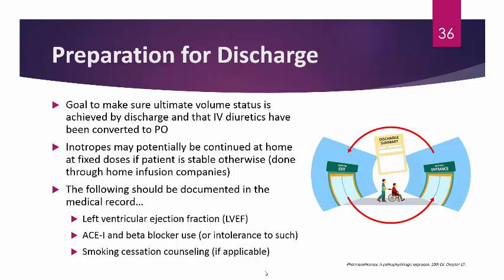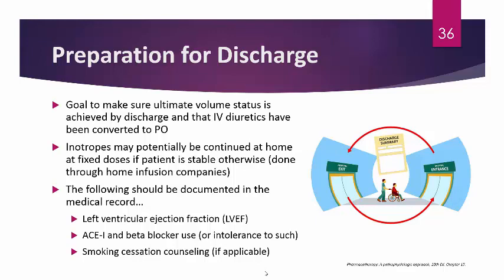Now, inotropes such as Milrinone and Dobutamine can actually be continued at home, assuming that the patient is stable and they're done at fixed doses. There are a lot of home infusion companies that will actually help facilitate this process. And prior to discharge, a conversation should be had with a case manager who can assist in setting up this process so that the patient does not have to do it on their own and they can get the medication they need before they leave the hospital.